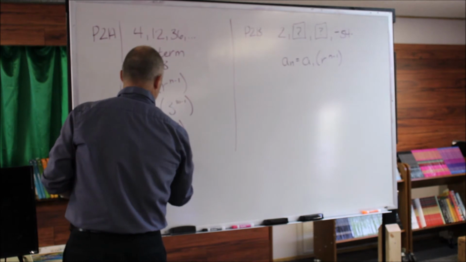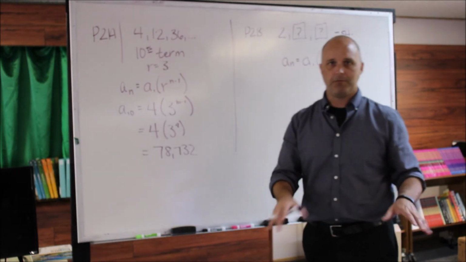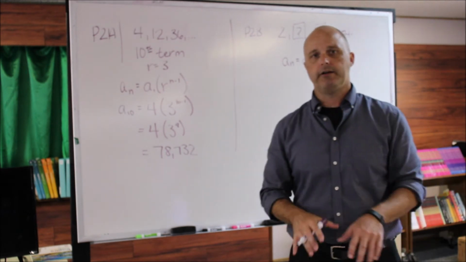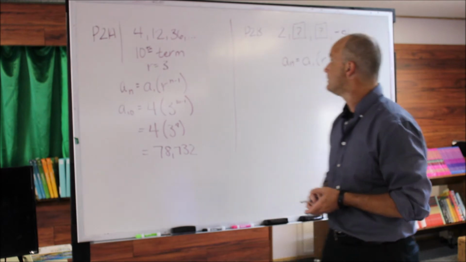78,732. You would not be expected to do math like this in your head or just on paper. You would either be given a calculator or you're just going to be working with smaller numbers when you get to your quiz or your test.